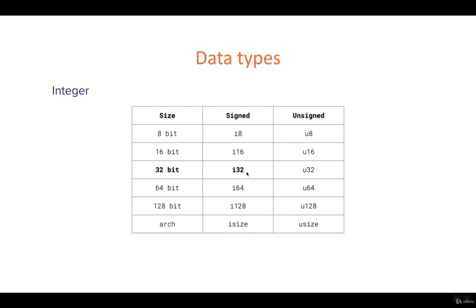Now this is in bold because this is the default type that is assigned to a variable when we don't declare the type, okay? So this is what the system assigns the variable as. Then we have 64-bit and 128-bit. Okay, this is the largest. Now we also have something that relates to the architecture of the machine where the program runs, and that is the I size and U size. That basically gives a size of an integer depending on the size that the machine has.